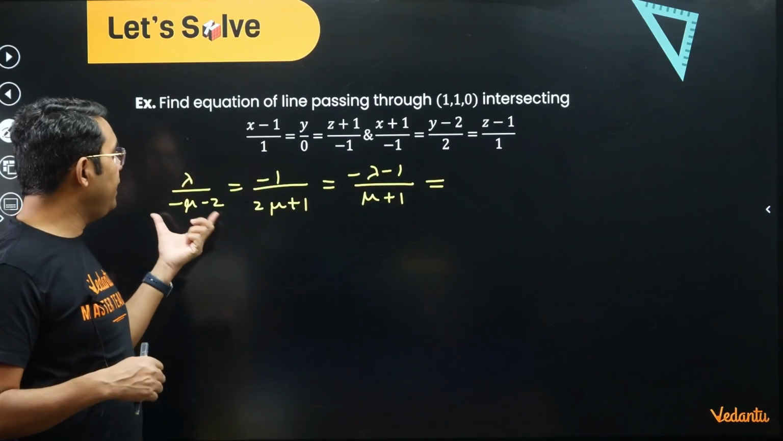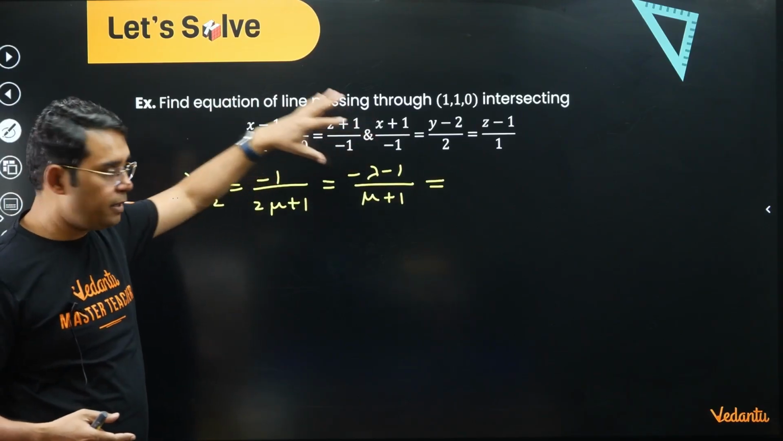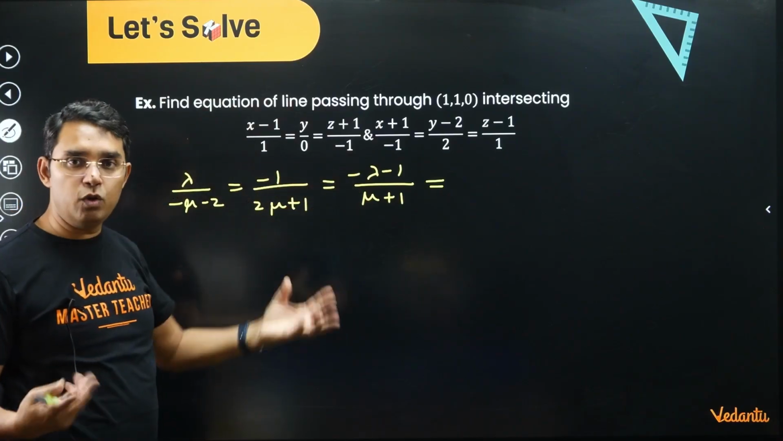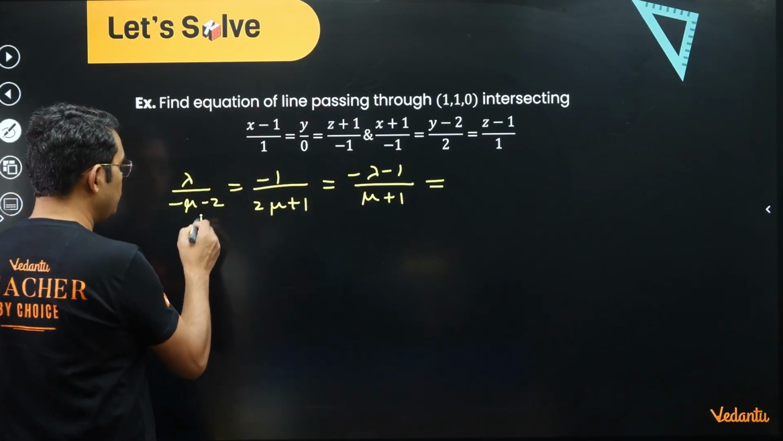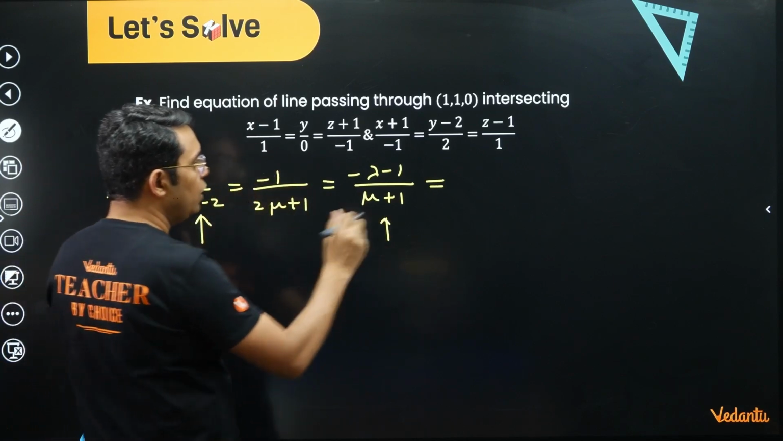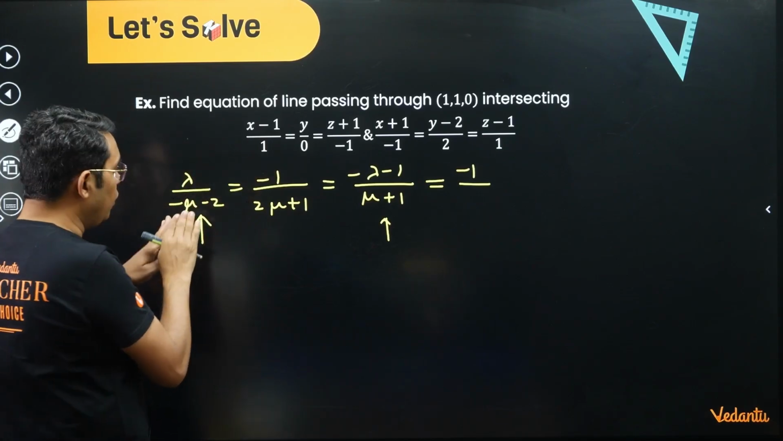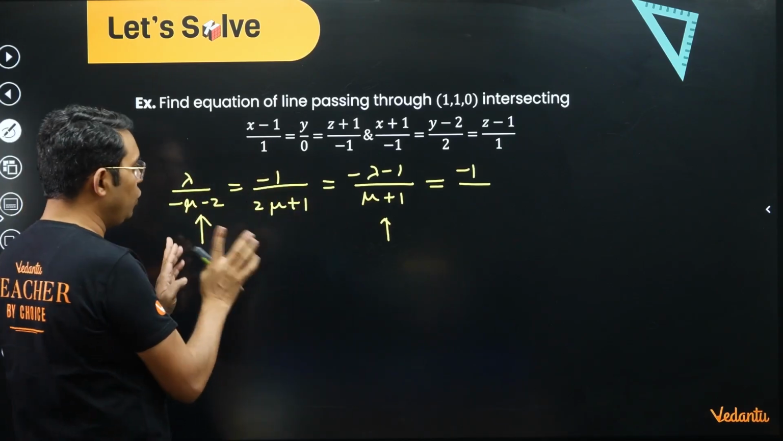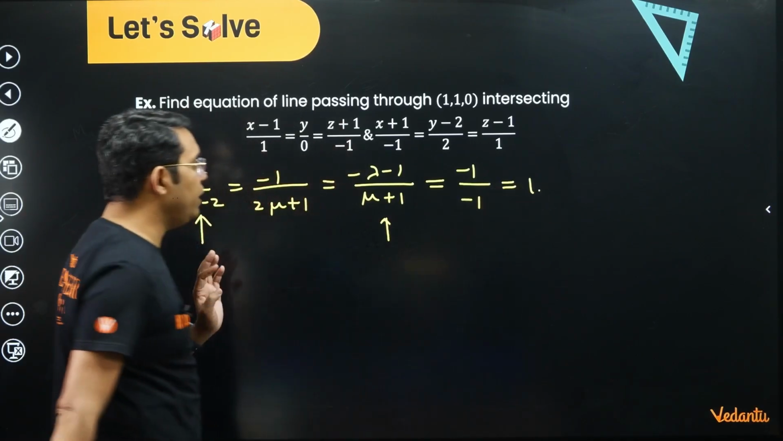So if I add any two ratios such that numerator is added with numerator and denominator is added with denominator, it will give you the same ratio. So here I will choose this to be added with this. Lambda minus lambda is 0, so it will be just minus 1 here. For the denominator, minus mu plus mu is 0, so minus 2 minus 1, so minus 1. So finally it is coming out to be 1.